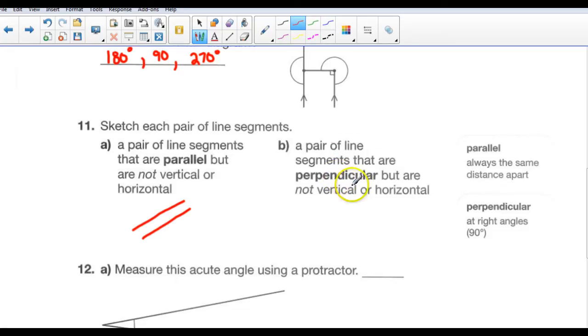A pair of line segments that are perpendicular but are not vertical or horizontal. Well, perpendicular just means it's a right angle. Two lines that are at a right angle to each other, but it says not vertical or horizontal, so we'll just draw it like this. One there, and we'll always signify a perpendicular angle by putting the little box inside the corner.